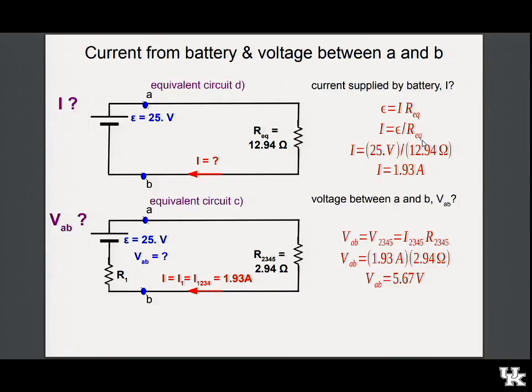If I want the voltage between A and B, which is where this resistor is attached, I can just find the voltage across this resistor here by Ohm's law. The voltage across A and B is the voltage across this resistor, which is the current through it times the resistance of it. We know the current through it is the current from the battery. We know the resistance of it. We previously calculated it's 2.9 ohms. We get 5.67 volts.